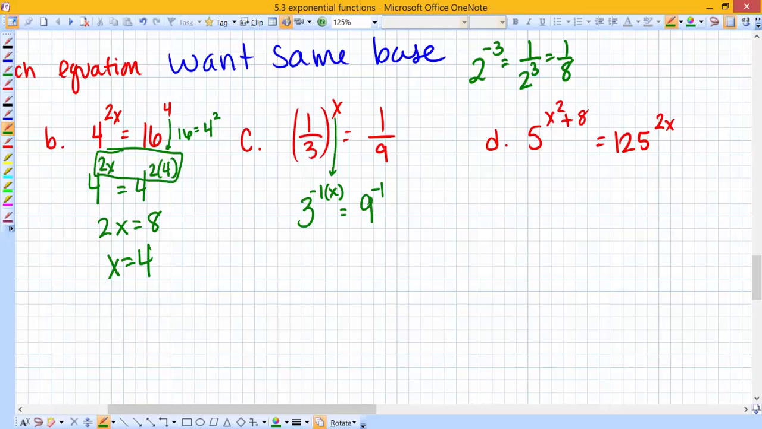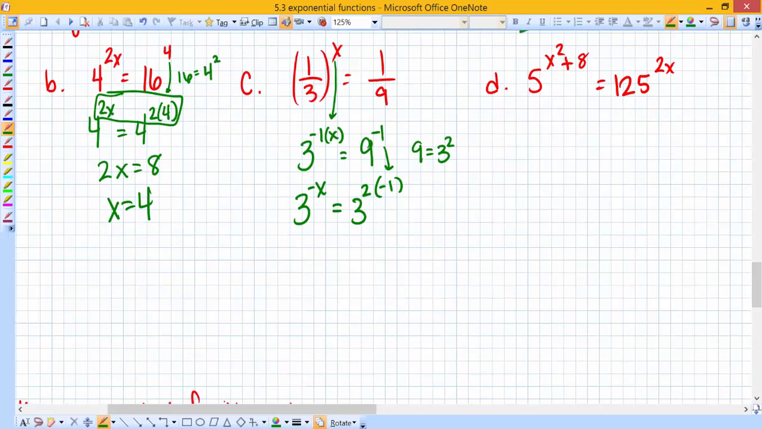Now I'm going to work to write these with the same base. 9 is 3 squared. So this is 3 to the -x equals 3 squared times -1. Again, you have to bring the original exponent down. Since my bases are equal, I am left with -x equals -2 and x equals 2.